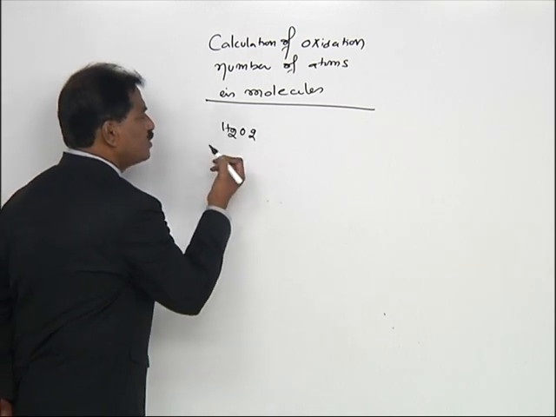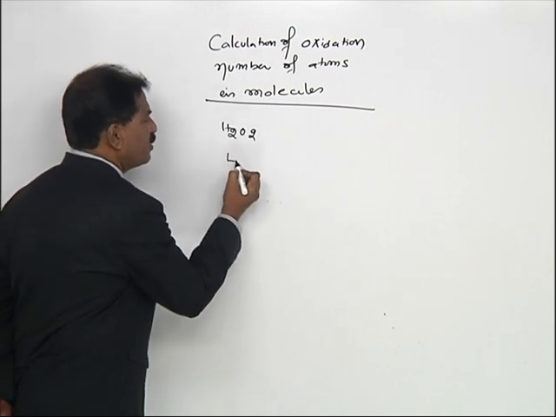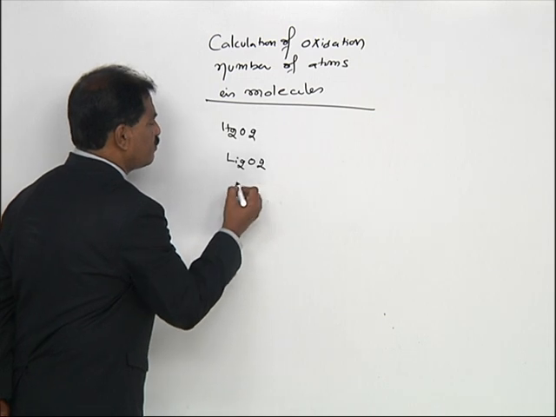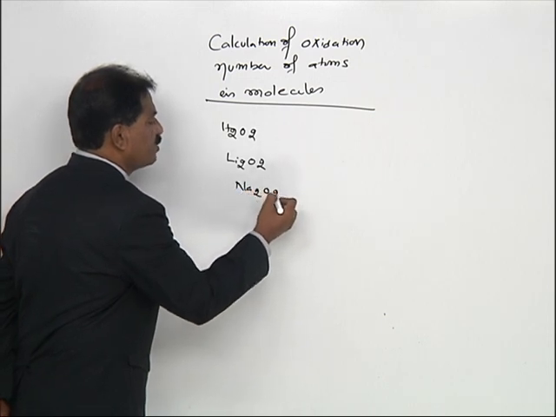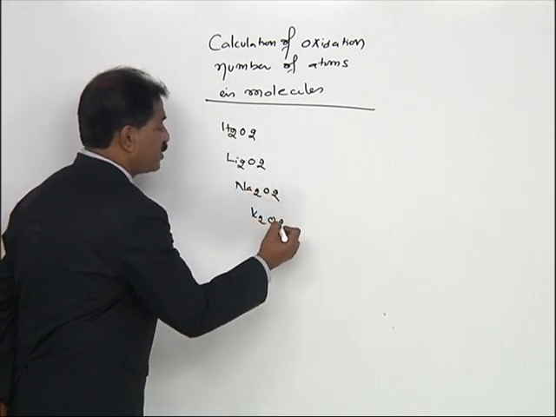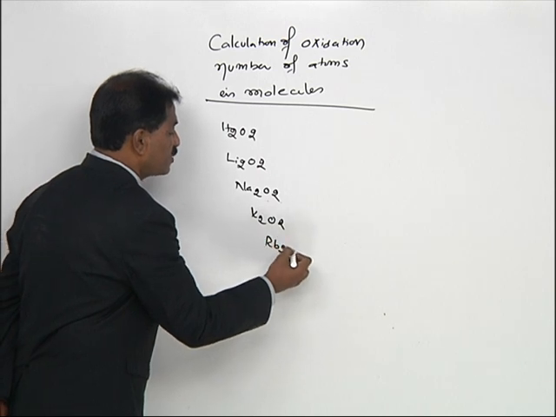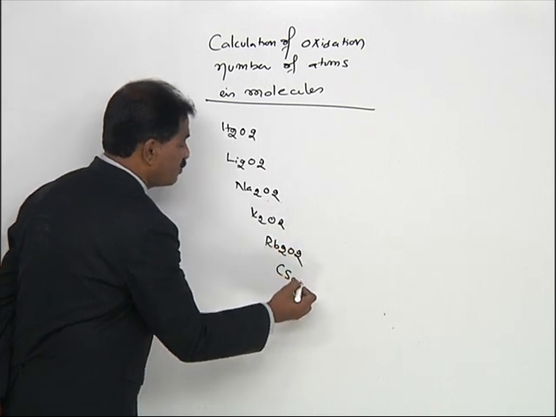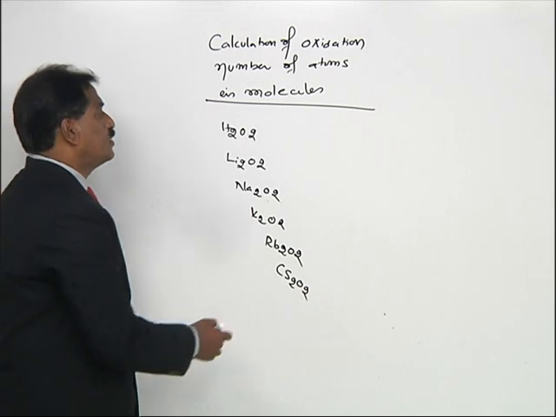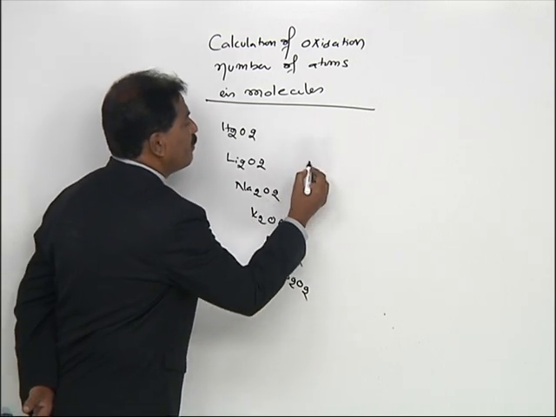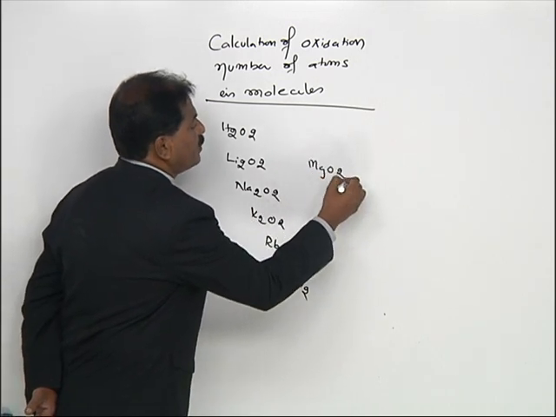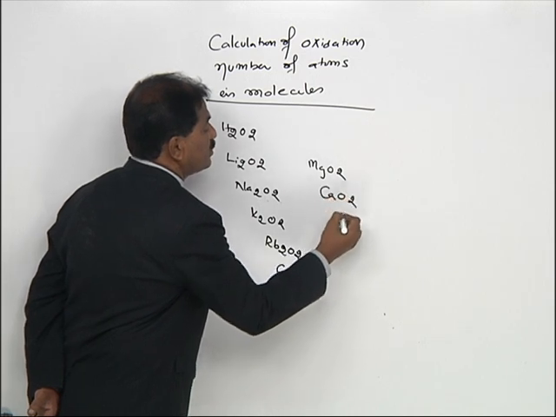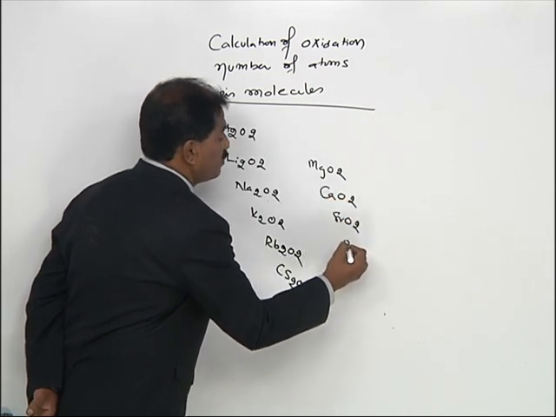So, this is hydrogen peroxide, this is lithium peroxide, this is sodium peroxide, this is potassium peroxide, rubidium peroxide, cesium peroxide. Next, here in the second vertical column: beryllium, magnesium peroxide, calcium peroxide, strontium peroxide, barium peroxide.